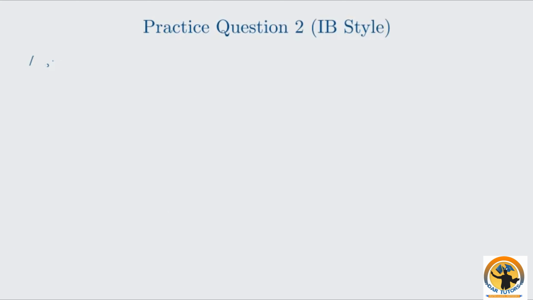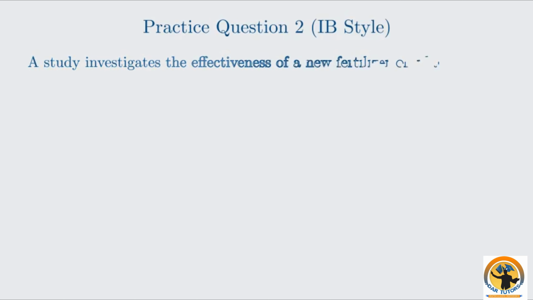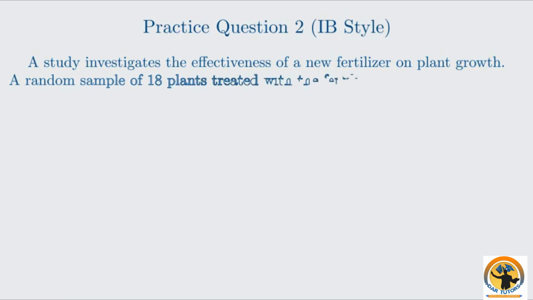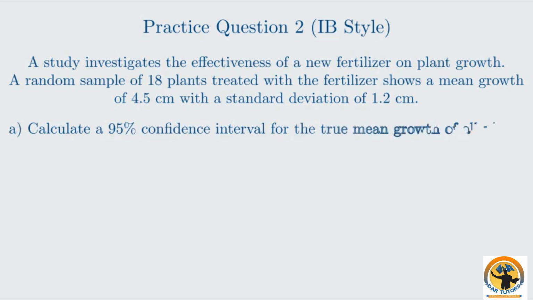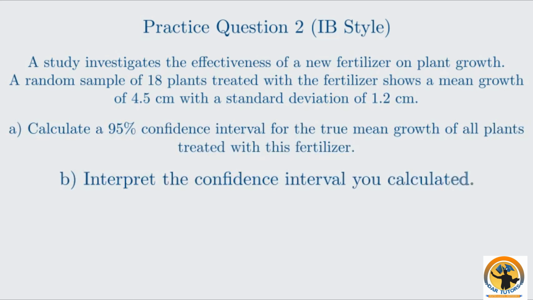Here is practice question 2. A study investigates the effectiveness of a new fertilizer on plant growth. A random sample of 18 plants treated with the fertilizer shows a mean growth of 4.5 centimeters with a standard deviation of 1.2 centimeters. Part A asks you to calculate a 95% confidence interval for the true mean growth of all plants treated with this fertilizer.